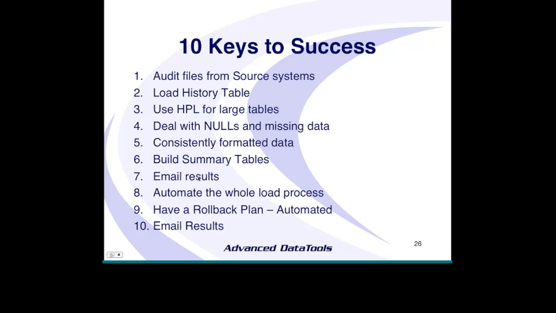And you want to automate this whole thing. You don't want to have a series of steps that people have to run. You want one script that will run a series of subscripts. And you want to automate the rollback. Have a plan for it and have it automated so it's very easy to do a rollback if you need to. I just noticed I had email results twice. I should correct that in the next set of slides.